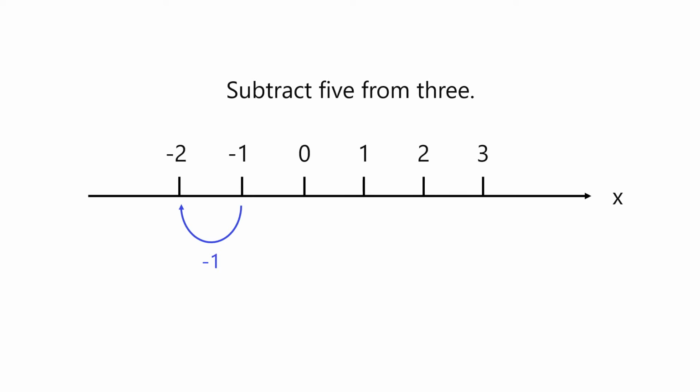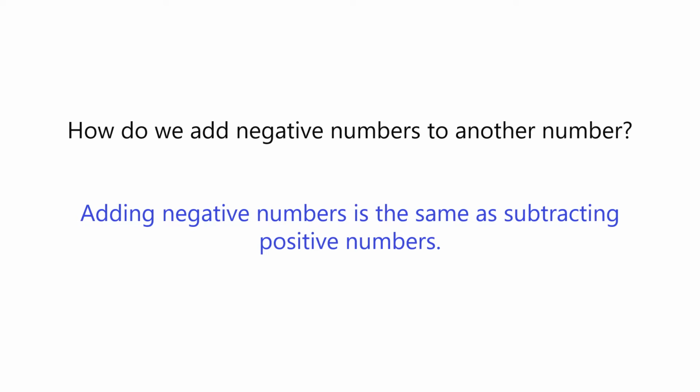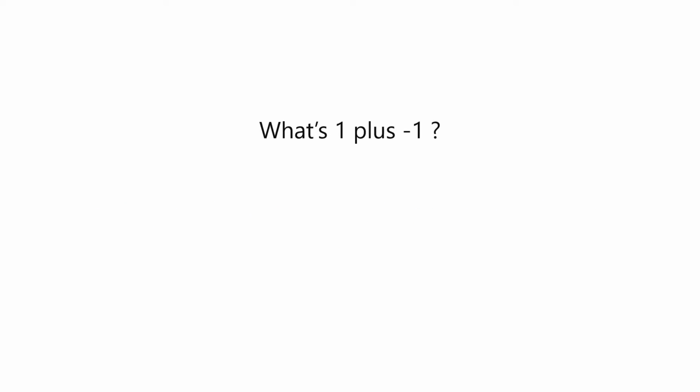How do we add negative numbers to another number? Adding negative numbers is the same as subtracting positive numbers. Let's try a few examples. What's 1 plus negative 1? Adding negative numbers is the same as subtracting positive numbers. So the question, what is 1 plus negative 1, is actually the same as what's 1 minus 1. So when you add 1 to negative 1, it's equal to subtracting 1 from 1, which is equal to 0.